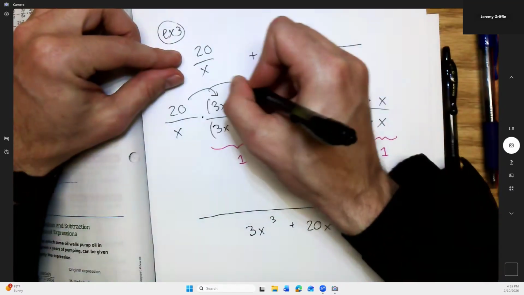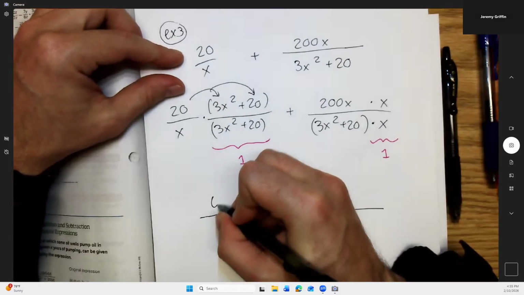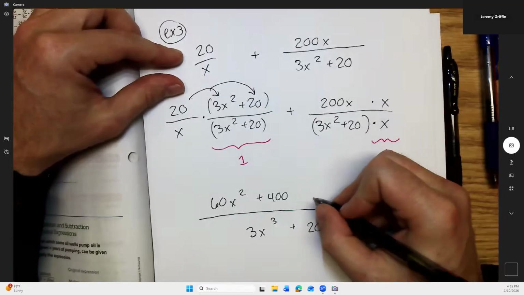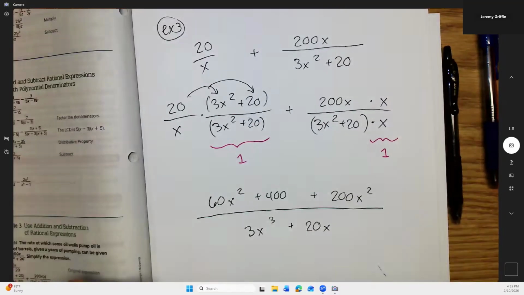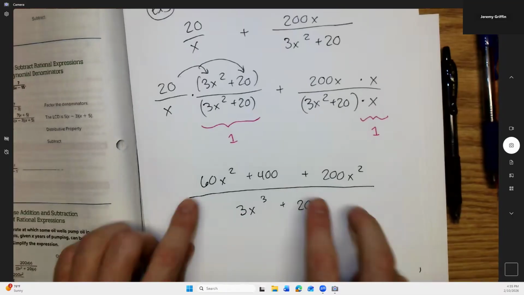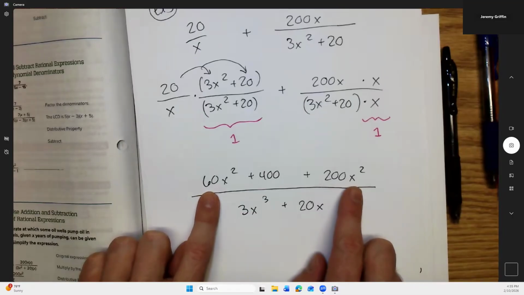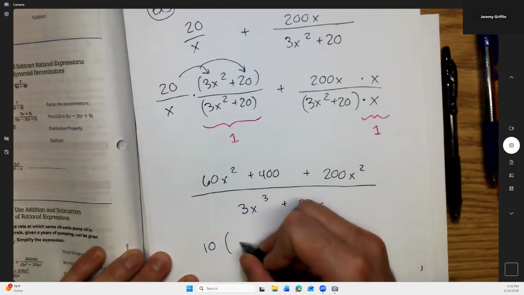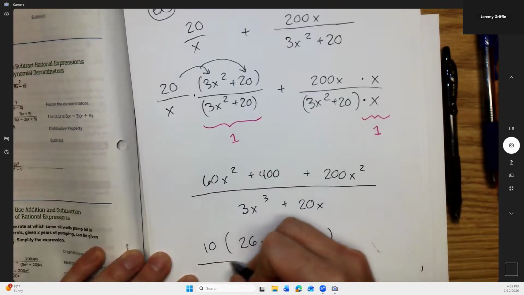Well, this 20 is going to distribute into each of those terms. So that gives 60x squared plus 400. And then over here, this is plus 200x squared, so go like that. Okay. Now, I do have a couple of x squared terms, so add those together. You guys see this is going to create 260x squared? You see, you could pull out a 10. Why not? So let's pull out a 10: 26x squared plus 40.